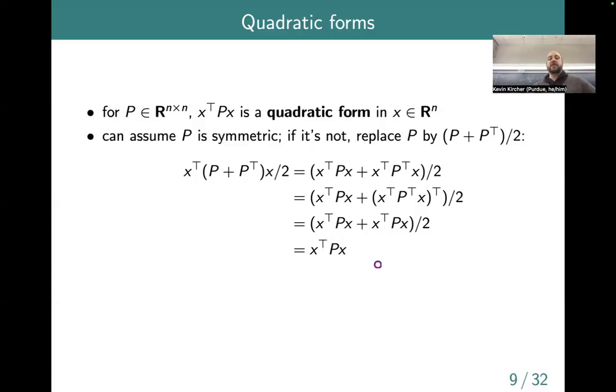Okay. So this shows that whether you do this quadratic form or this quadratic form, you get back the same answer, the same number. So without loss of generality, if you have an asymmetric P, you can always replace it with the symmetric version of P. That makes sense. So to do a quadratic form in CVX, we write quad_form, the variable x here, and then P would be the weight matrix.